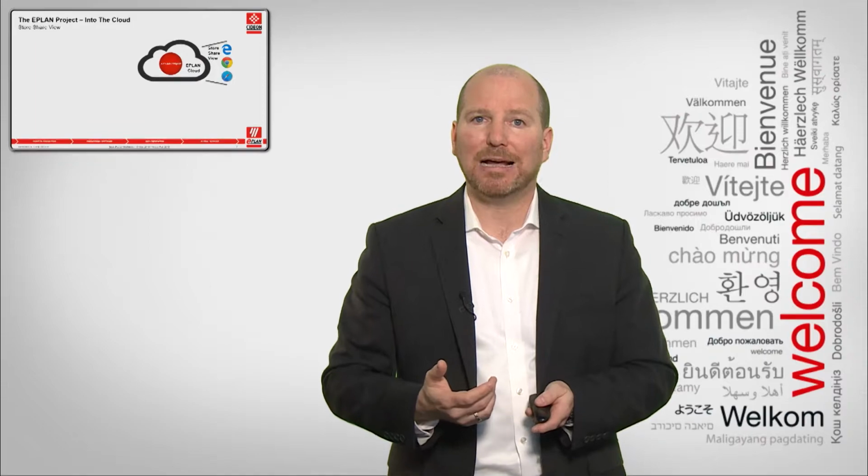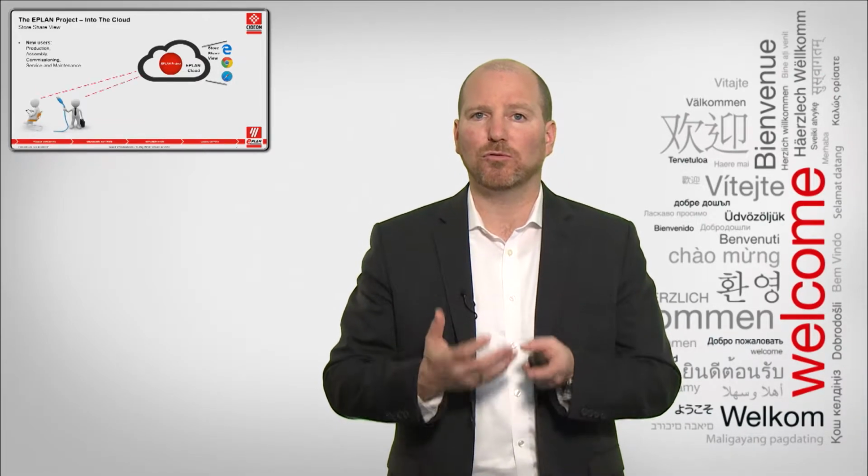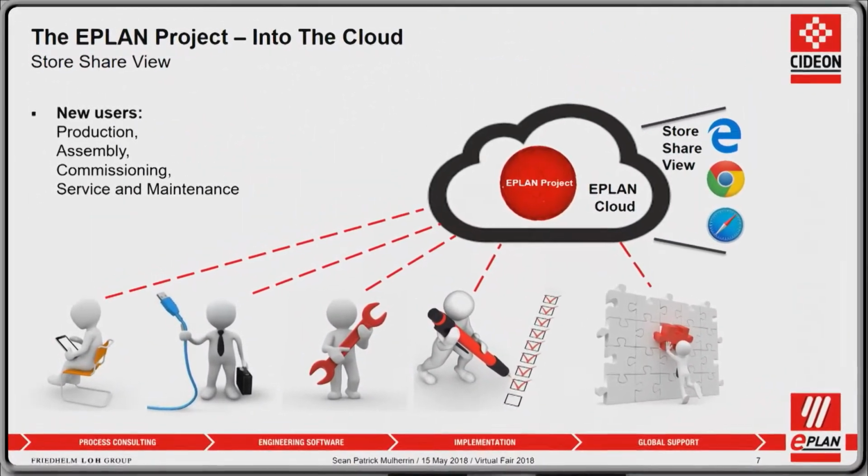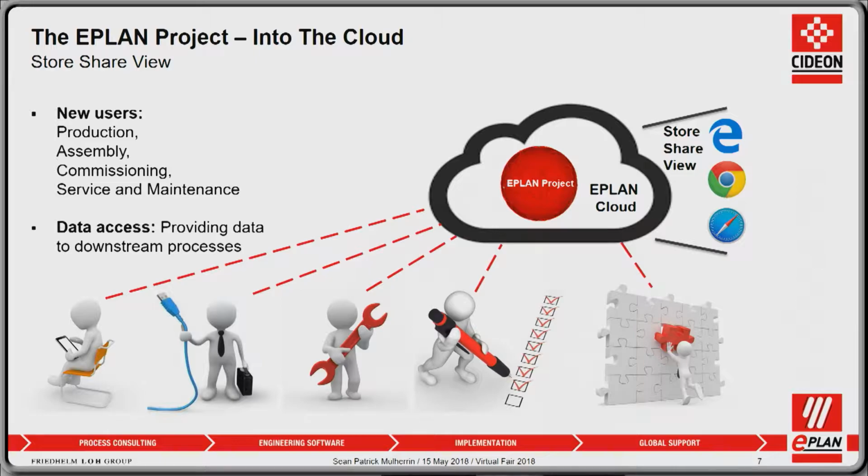We also, through the cloud, or through publishing the project to the cloud, have access to a whole group of new users. Today, with our on-premise solutions, we can only talk to the engineers, the people that develop the machines, the people that design the diagrams, the people that lay out the cabinets. Now, suddenly, all of the consumers of that project can simply log onto the cloud and download or connect to the project and access that information.